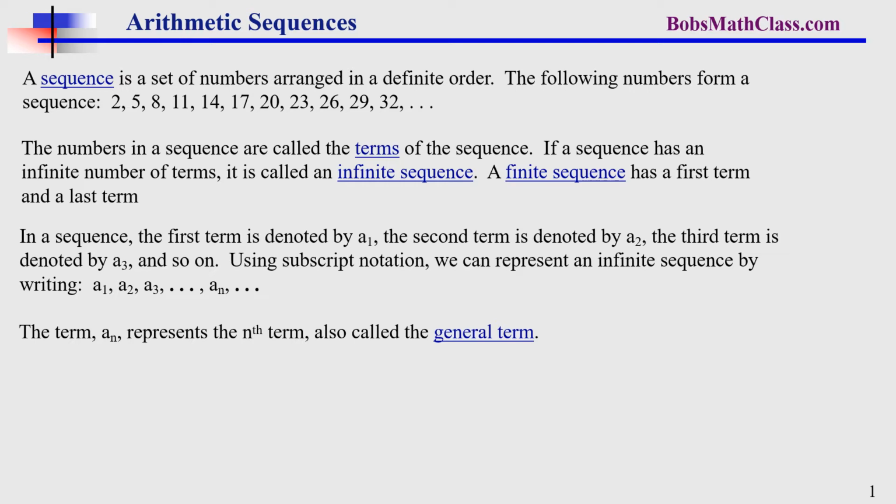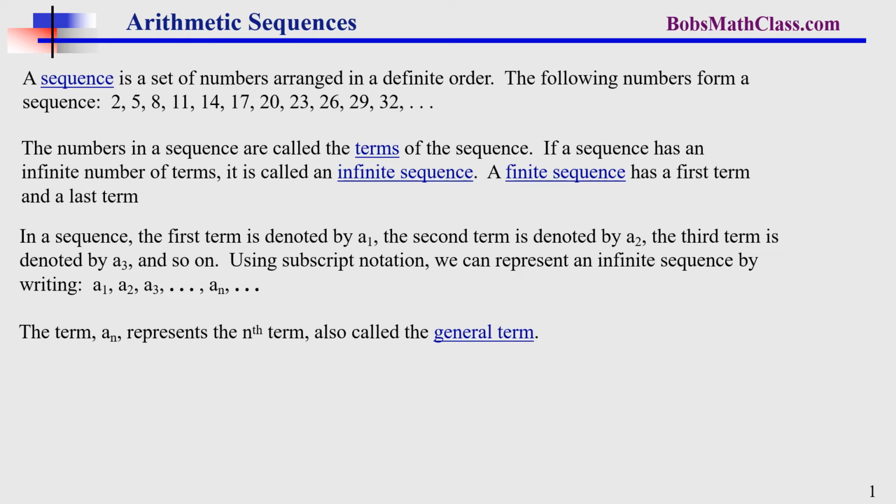No ellipsis. In a sequence, the first term is denoted by A1. The second term is denoted by A2. The third term is denoted by A3, and so on. Using subscript notation, we can represent an infinite sequence by writing A1, A2, A3, ..., An, ... If it's finite, then we just don't have the ... at the end.